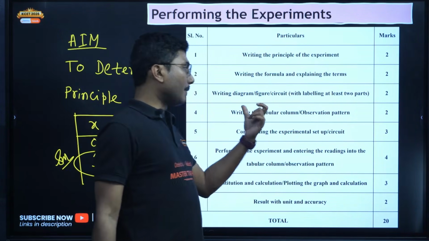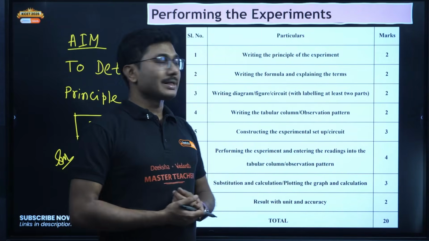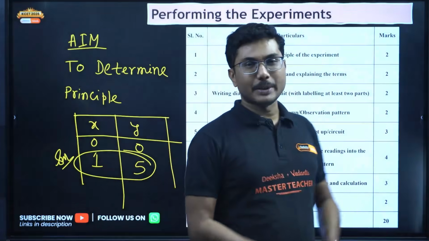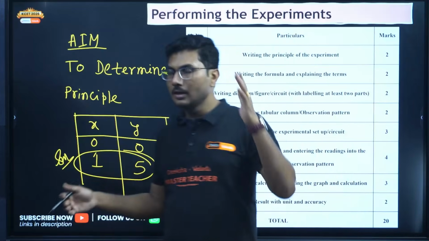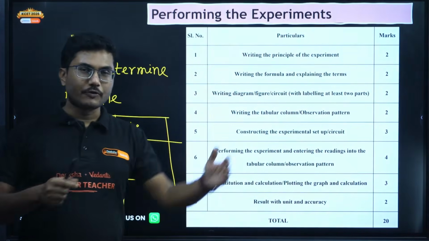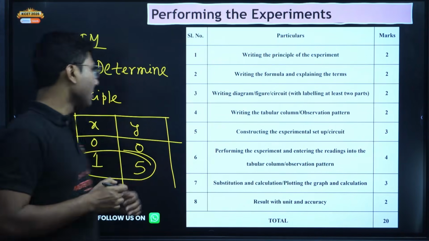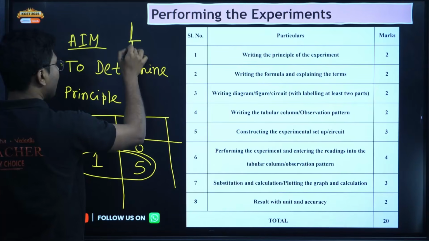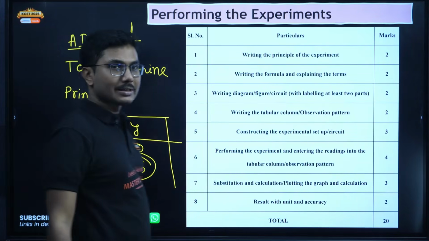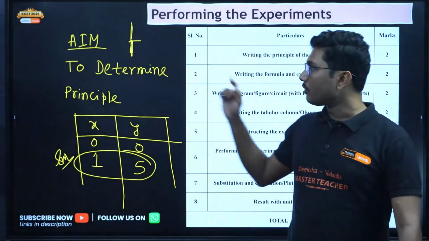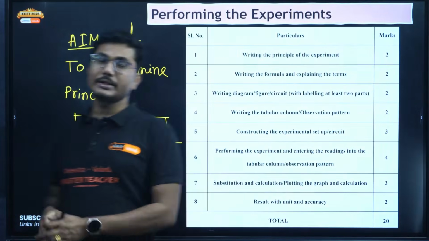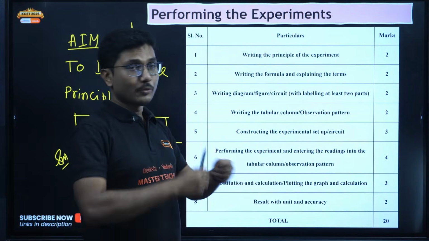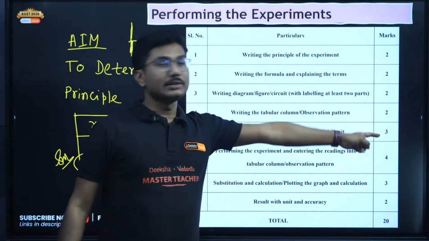Next, constructing the experimental setup circuit. So suppose you are doing the u and v graph method. Okay, so once you find the null point, exactly the position where your image pin and object pin match with each other, that point is the zero parallax method. So when you get the zero parallax, you have to call the invigilators. Okay sir, I have found the zero parallax, please sign the data. And once you achieve it, that basically guarantees you 3 marks.